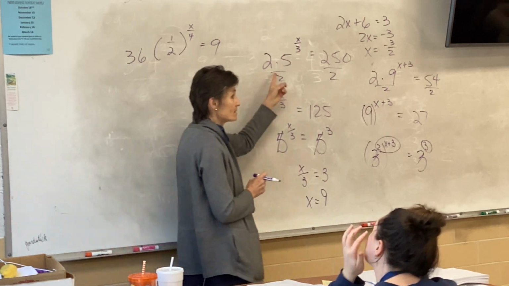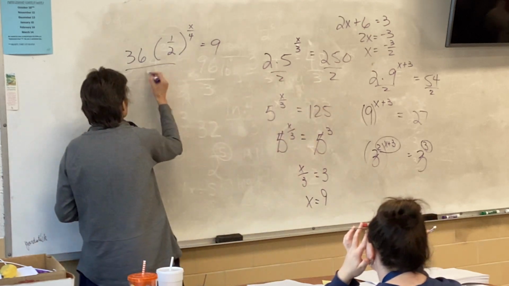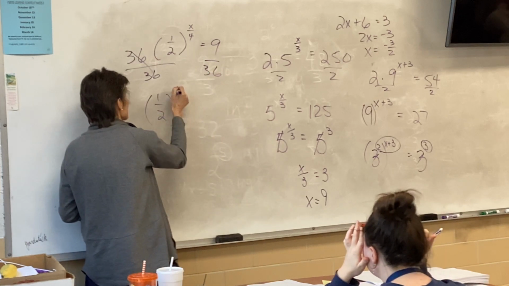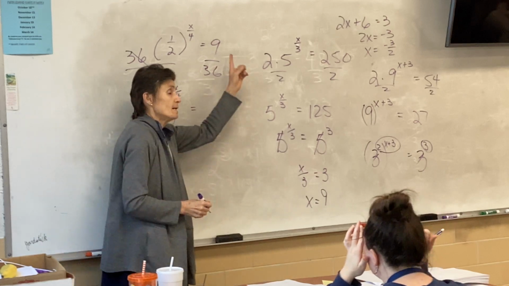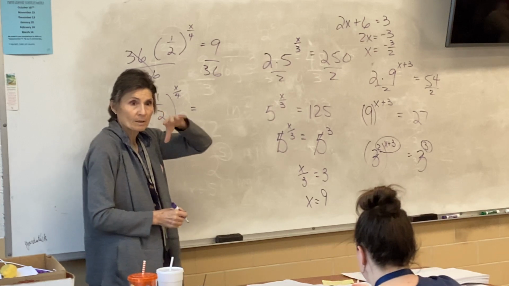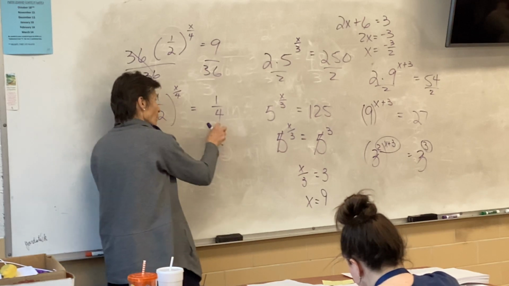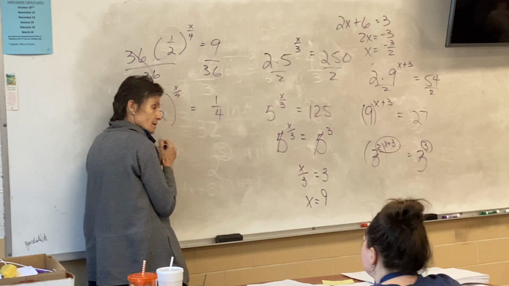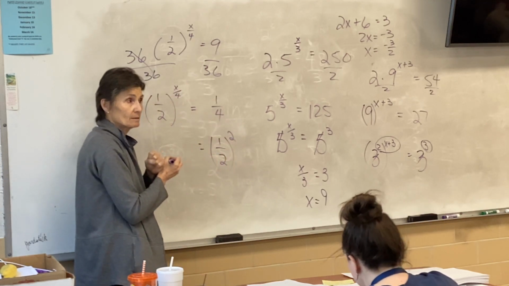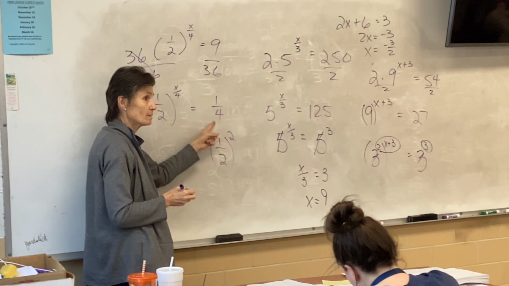Okay, look what we did in this last problem. Divide by 36. Yep, we're gonna divide by 36, that's exactly right. Now, here's the deal, folks. Don't freak out. What do you know about 9 divided by 36? 1/4. Okay, now wait a second. What do you know about 1/4? It's 1/2 squared. Think about that. 1 squared is 1, 2 squared is 4.